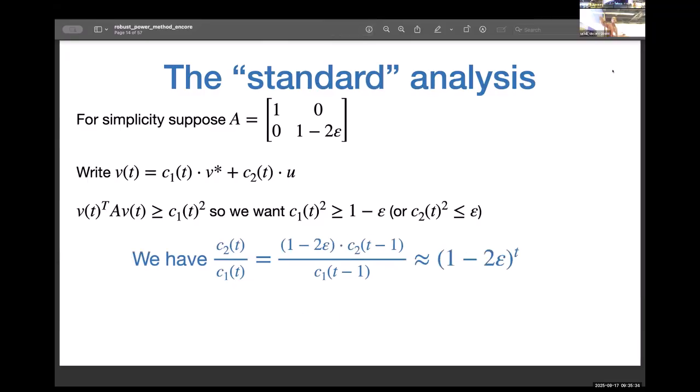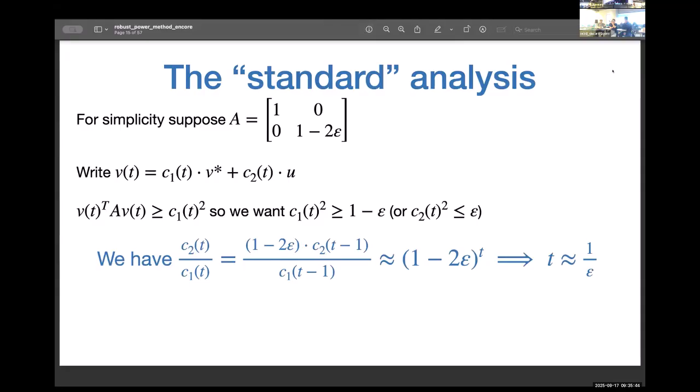And you can imagine, after t steps, the bad directions keep accumulating this smaller-than-1 factor. So after t steps, this ratio is roughly like this. It says, okay, if I take t to be roughly 1 over epsilon times some log factors, then I want to make this ratio a very, very small number. So I need to take t to be roughly 1 over epsilon to kill this.